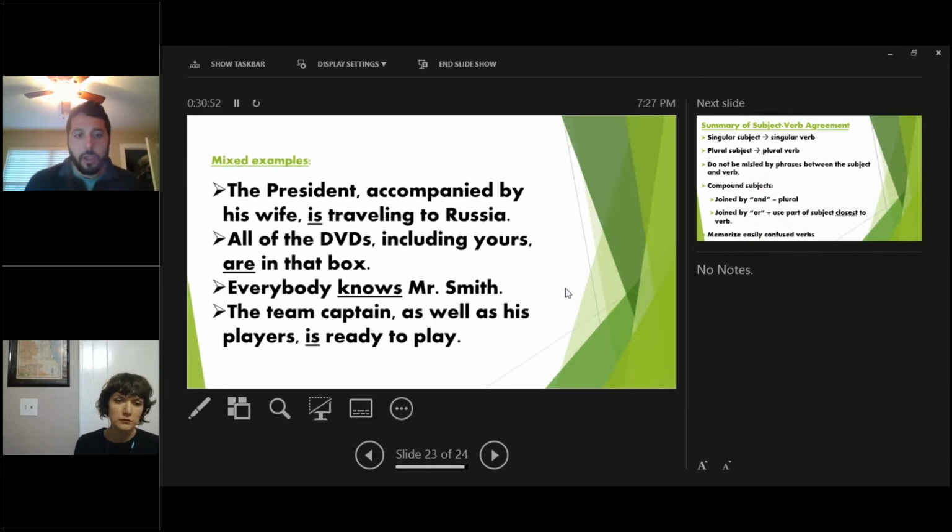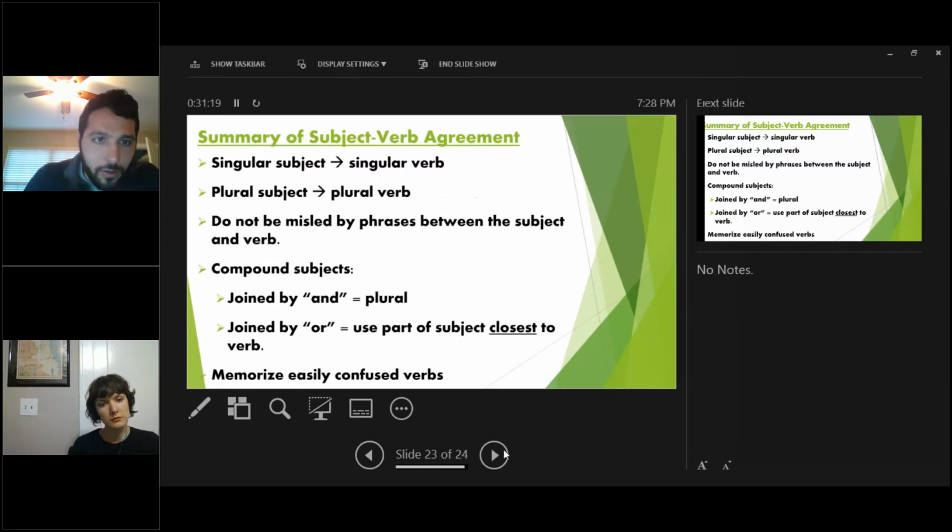Smith. And lastly, the team captain, as well as his players, is ready to play. So as well as his players are obviously plural, but that's not the subject here. The team captain is the subject. There's some extra words in there that you can't let throw you off. The team captain is ready to play. Singular subject with a singular verb.